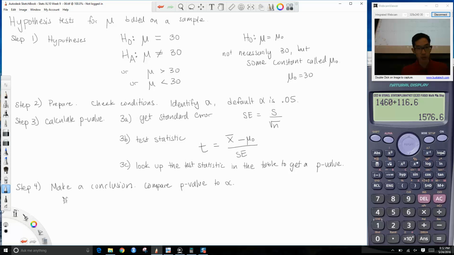So if the p-value is greater than alpha, we what? If the p-value is greater than alpha, we do not reject the null hypothesis. And we don't say we accept the null hypothesis. We just say we do not reject the null hypothesis. On the other hand, if the p-value is less than alpha, we reject the null hypothesis. We do reject.